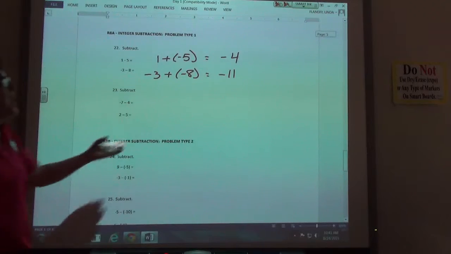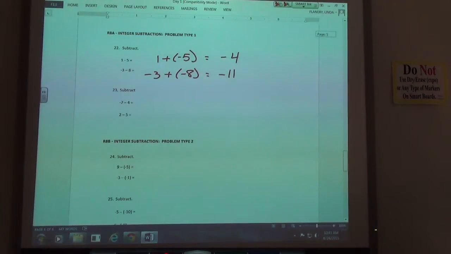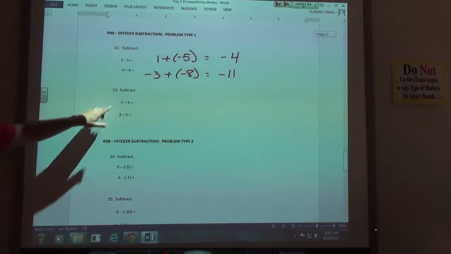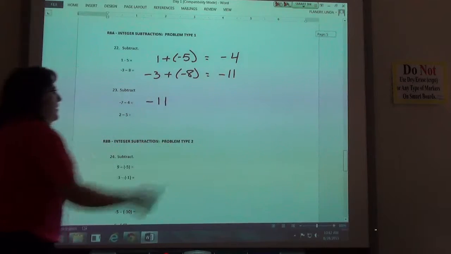So I don't do all this craziness Alex does. I just think about my rules for adding and say, okay, that has a negative in front, that has a negative in front. My signs are the same. Add and keep the sign. So -7 minus 4 would be -11.